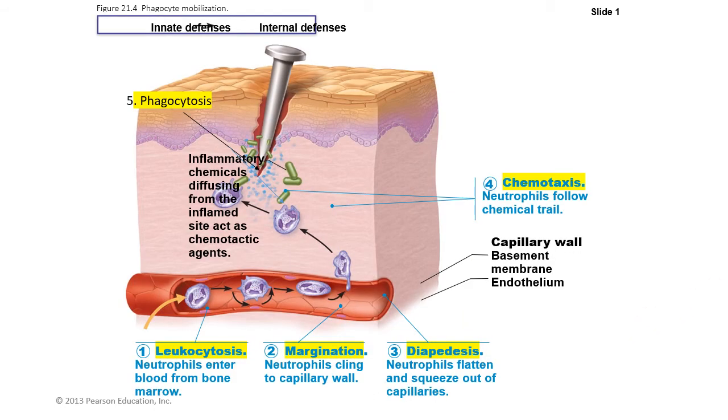So this is looking at that process of phagocyte mobilization again. Leukocytosis from leukocytosis factors released by injured tissue cells cause neutrophils to enter the blood from the bone marrow. Margination, the neutrophils cling to the capillary walls. You can see them here. And then diapedesis, they flatten out and squeeze through the capillary cells. And then chemotaxis, they follow the trail of chemical messengers to the area where they can phagocytize the bacteria that try to gain entry through the area of the injury.